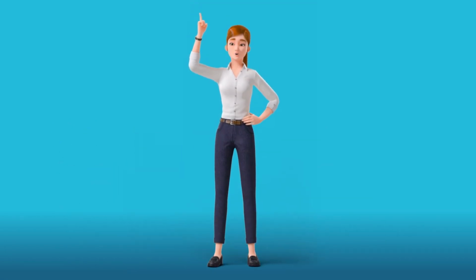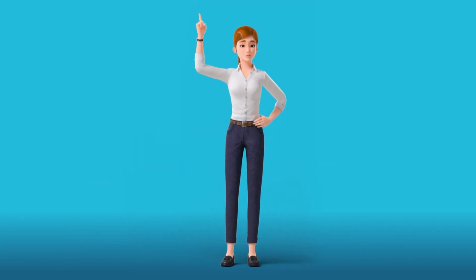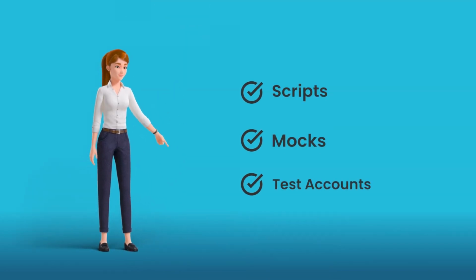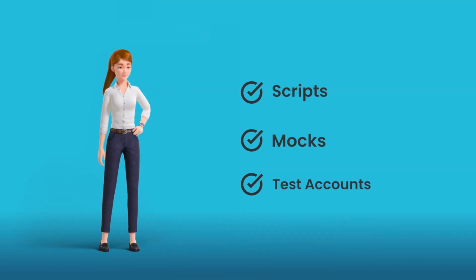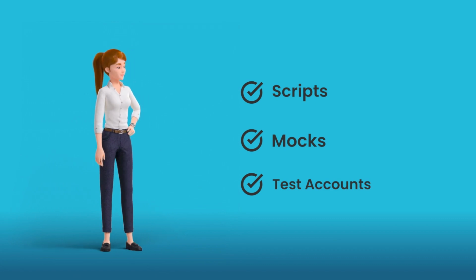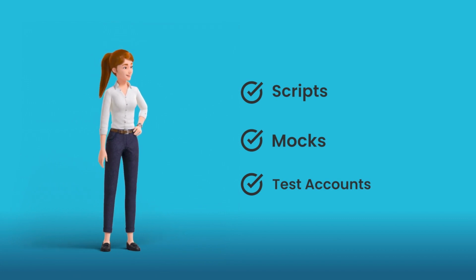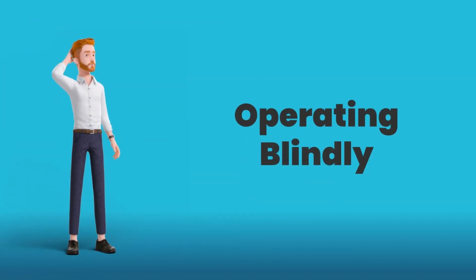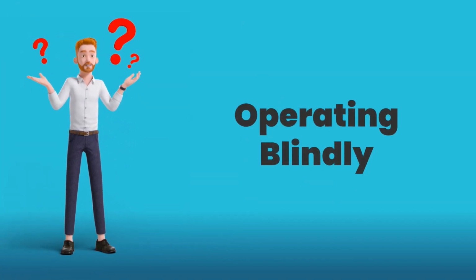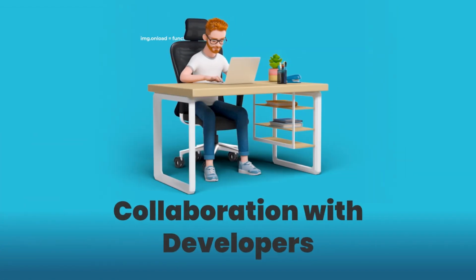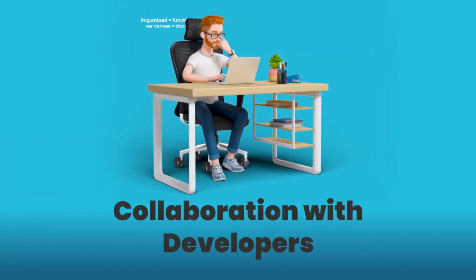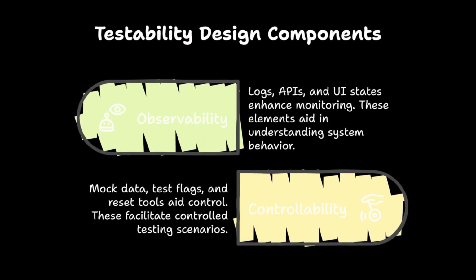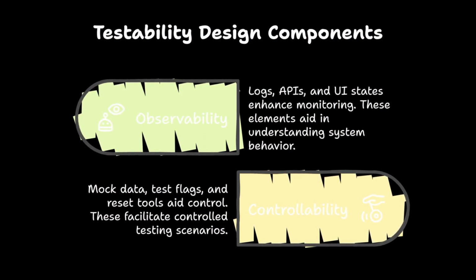Let's say we need a user who has a multi-leg booking and no checked baggage. Controllability means we can create that user using scripts, mocks, or special test accounts without waiting for customer service to manually set it up. So if we can't see what happened or create the state we need, we're flying blind? Exactly. That's why we work with developers to add test hooks, API flags, or reset buttons in test environments. It's not cheating, it's designing for automation.